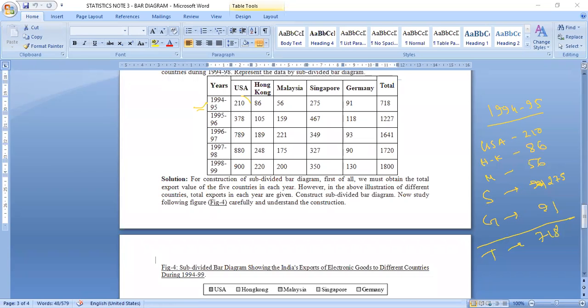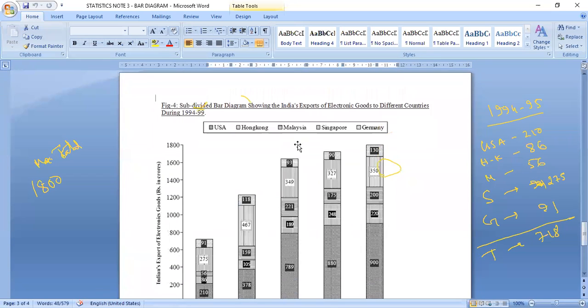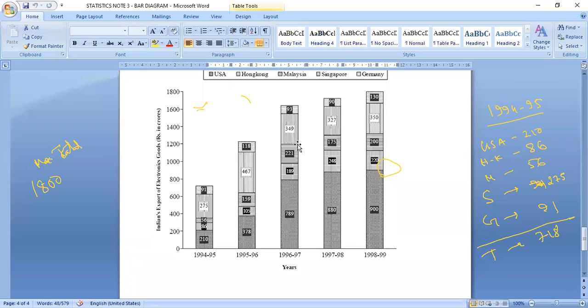Now, you have to calculate the y-axis along the horizontal line. You go for the total case. So maximum total is 1800. Remember, maximum total. Here we go for max total. So let us check this. See how I did the drawing. Now see this diagram.